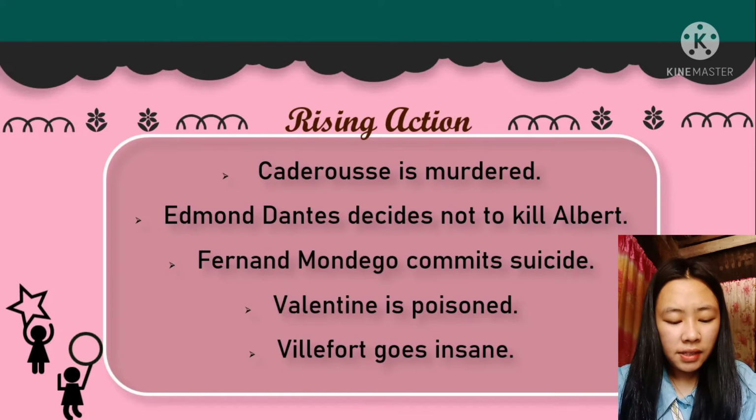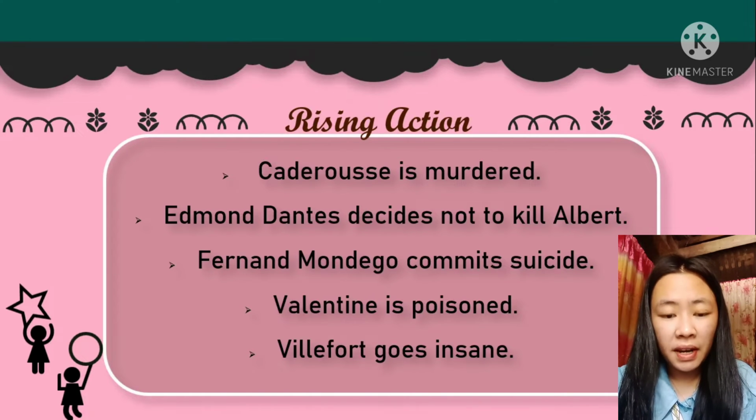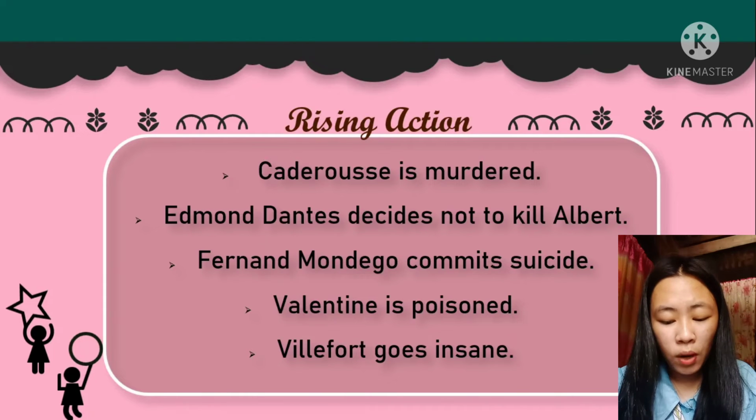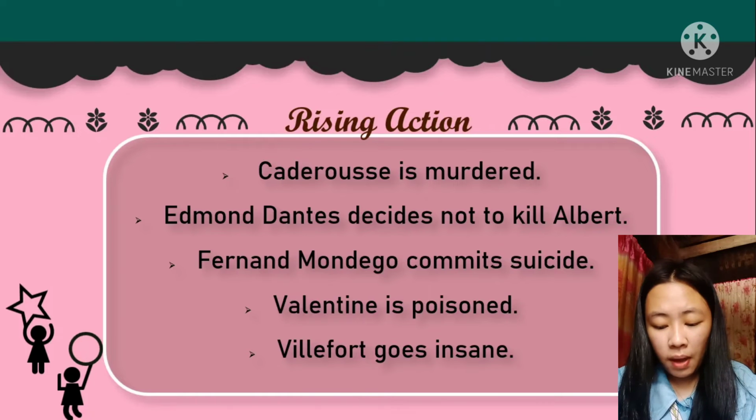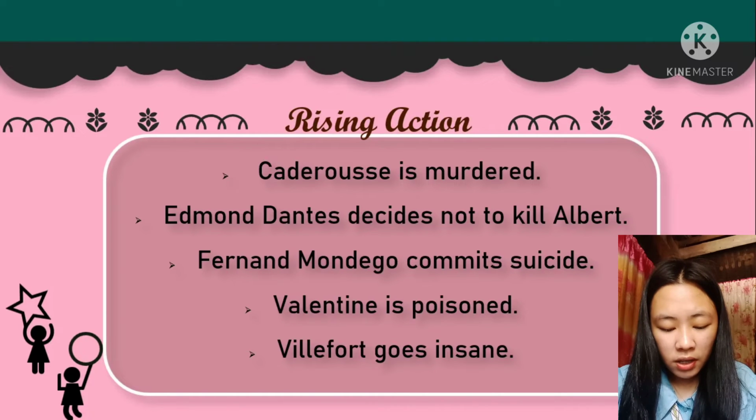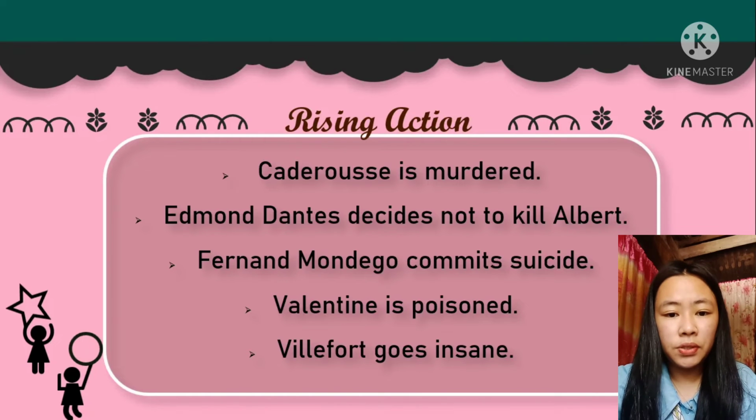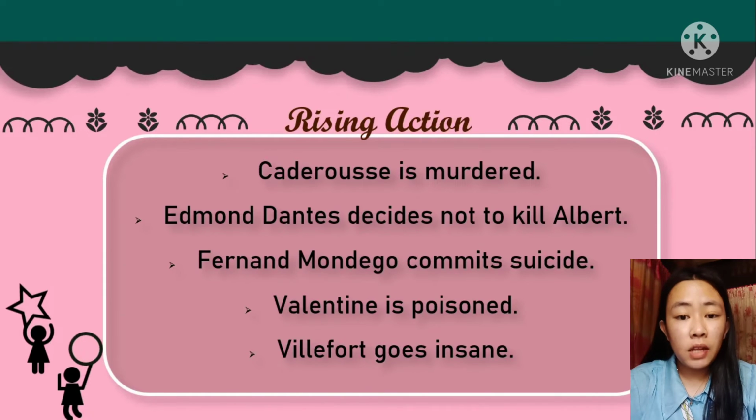So, the next scene is Caderousse is murdered. The person who killed Caderousse is Benedetto. Because Caderousse wants more money and jewelry, he did not accept the money from Benedetto because it was not enough. That's why he plans to kill Benedetto, but Benedetto knew it, so Benedetto got to Caderousse first and killed him. Edmond decides not to kill Albert.